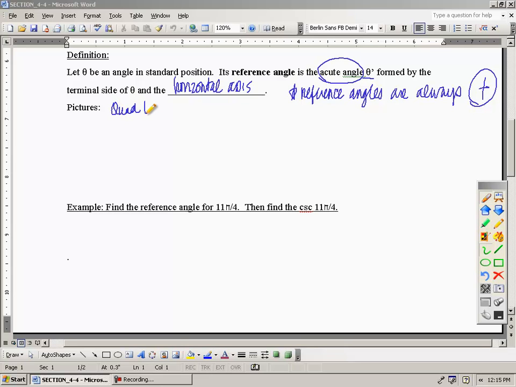Let's look first at if an angle is in quadrant 2. The reason I don't start with quadrant 1 is because if it's in quadrant 1, then it is a reference angle because it's already acute. So that's why we start with quadrant 2. And I'm just going to stick my angle right here. Okay, so here's my angle theta. And the question is, where's my reference angle?